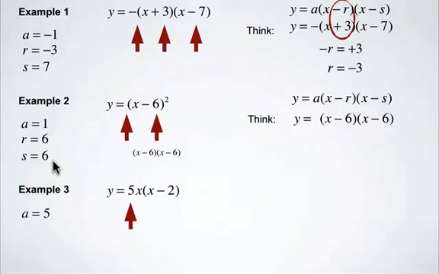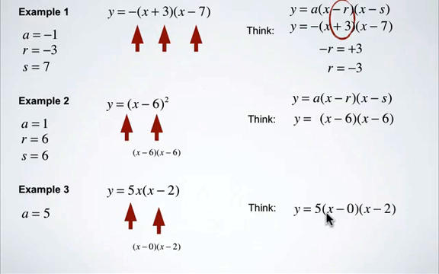Here is our a. It's 5. This is the same. x times x minus 2 is the same as saying x minus 0 times x minus 2. So, here it is. 5 times x minus 0, which is the same as saying x times x minus 2. Negative r is 0, so r is 0. Negative s is negative 2, so positive s must be positive 2.